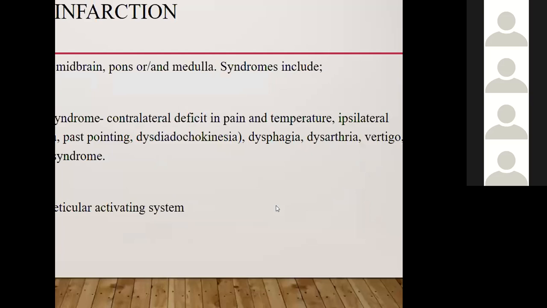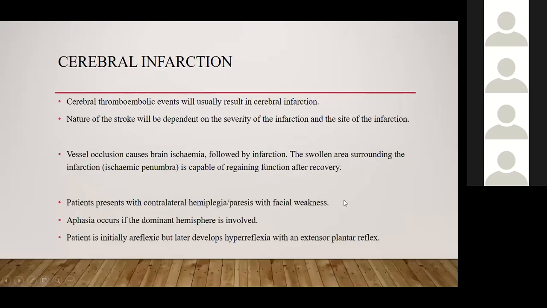So basically, and that is it when you're looking at cerebral infarction. And of course, if the dominant hemisphere is involved, your patient will be unable to talk. In most people who end up having a stroke, the problem will be in the left side of the brain, and they will be unable to talk, because most people are right-handed. So the dominant hemisphere is the left side of the brain.